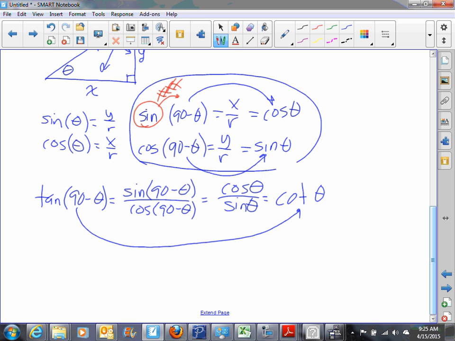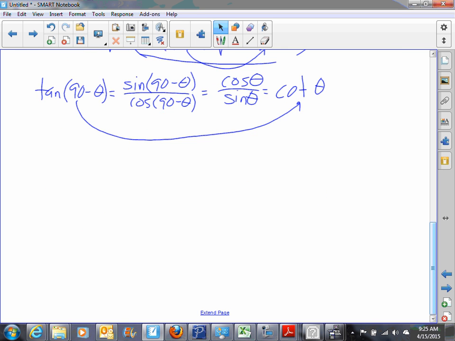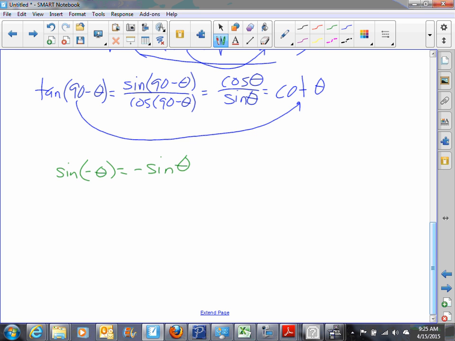All right. Now, we want to talk about negative signs as well. These, I may just go ahead and give you. The sine of the opposite of theta is equal to the opposite of the sine of theta. The cosine of the opposite of theta is equal to the cosine of theta. And the tangent of the opposite of theta is equal to the opposite of the tangent of theta.